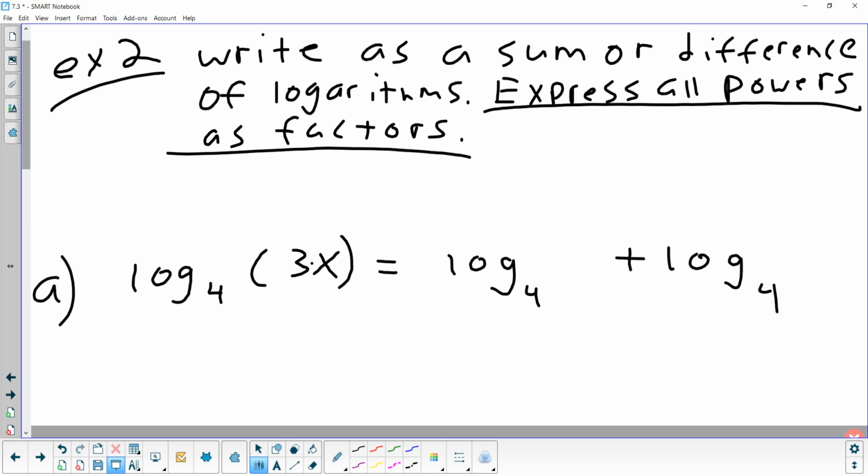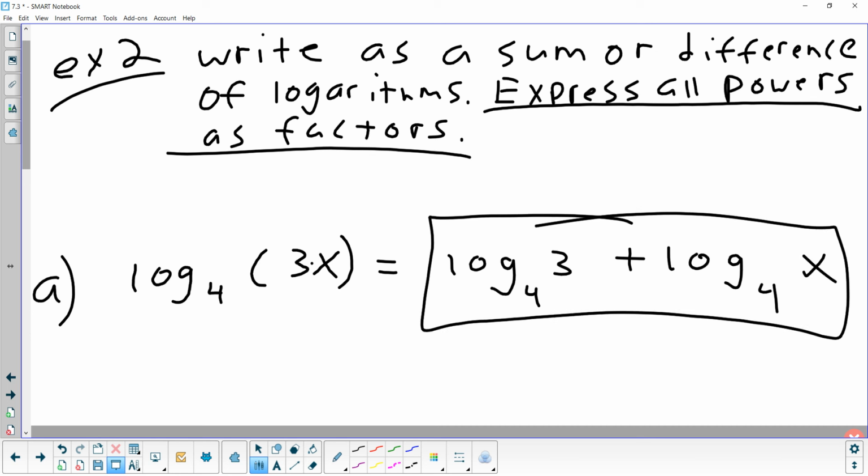James, what's going to be my first argument? 3. And my second argument? X. And that's it. That's how you separate one log into two.